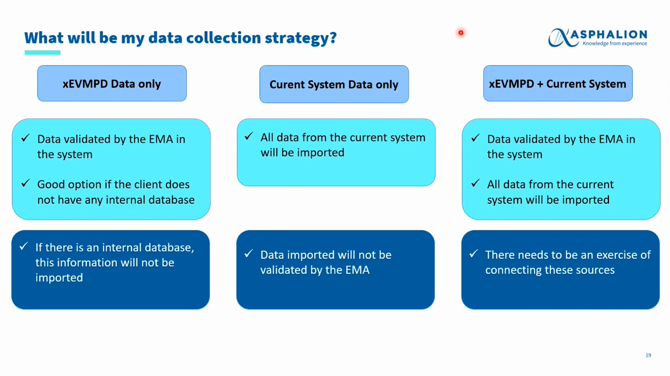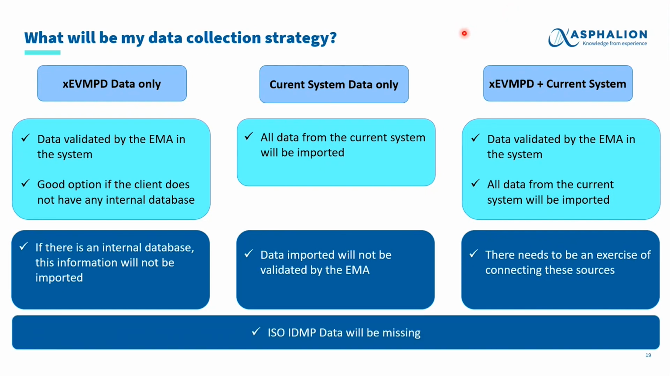I have to say that there is also one drawback from all of the three strategies, and it's that it doesn't matter which strategy you do, you will have ISO IDMP data missing. Of course, because if the data is not in XEVMPD and it's not in my current system, we need to find it somewhere else, so it will be missing.